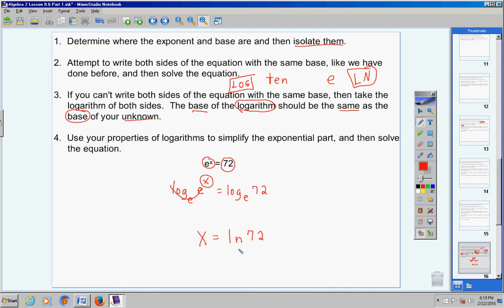So I'm reaching over right now, grabbing my calculator, and typing in LN72, enter, and I'm done. You can round wherever you want to. 4.27, and then looks like 4 sixes, and then 119. There you go. Not too bad.